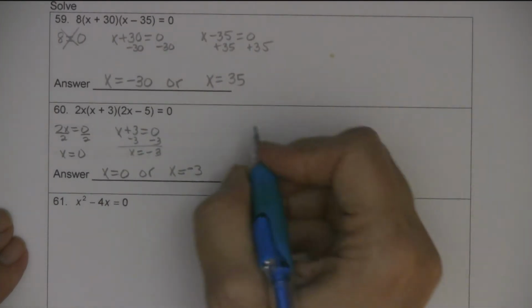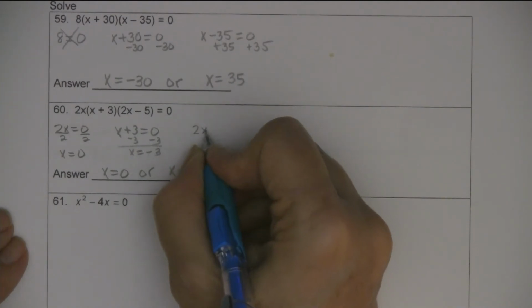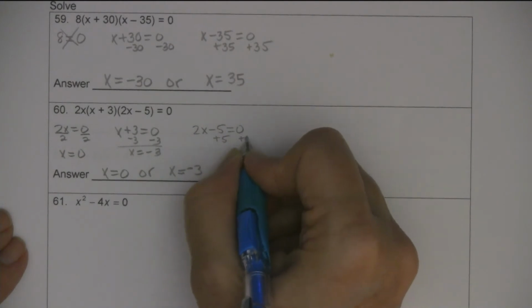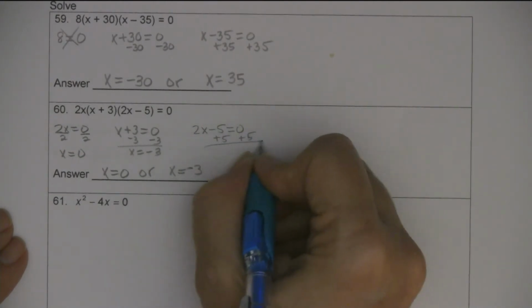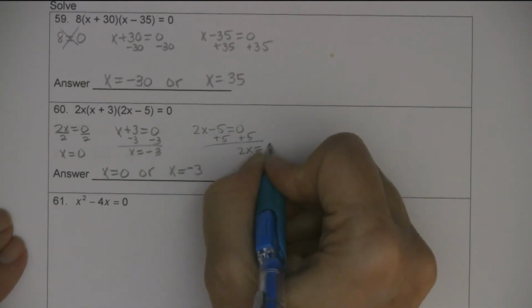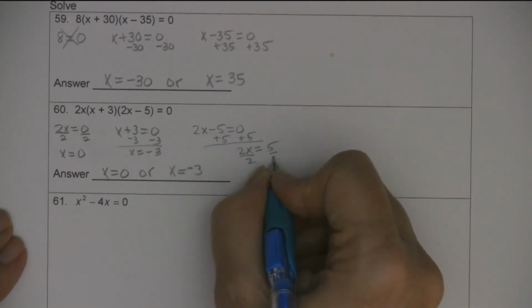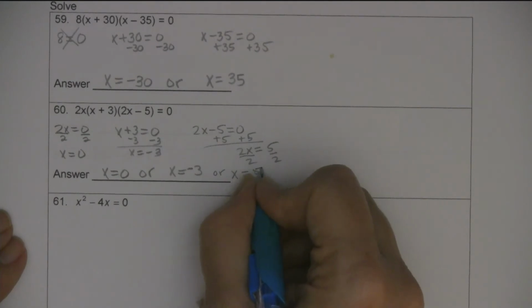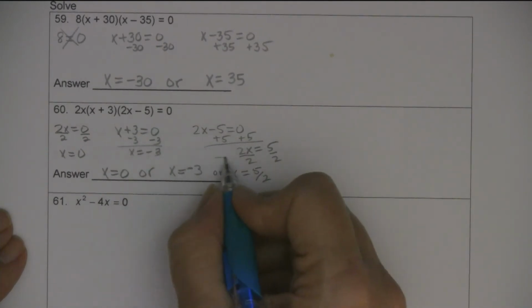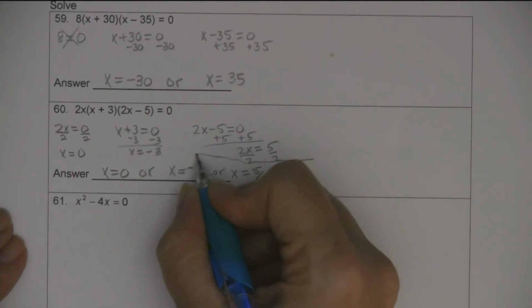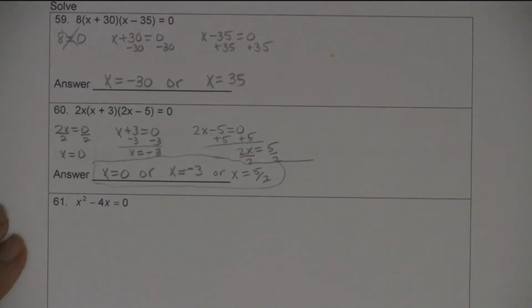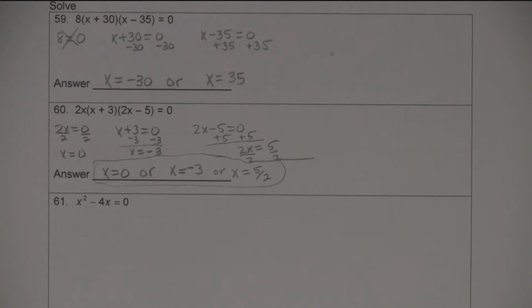Negative 3. And then 2x minus 5 is a third solution. So I'm going to add 5. So I get 2x equals 5. And then divide by 2, divide by 2. Or another answer, x equals 5 over 2. And I'm going to make a line there so that it doesn't look like that was getting into my answer field there. So I did a lovely job on that. There were 3 answers, right?